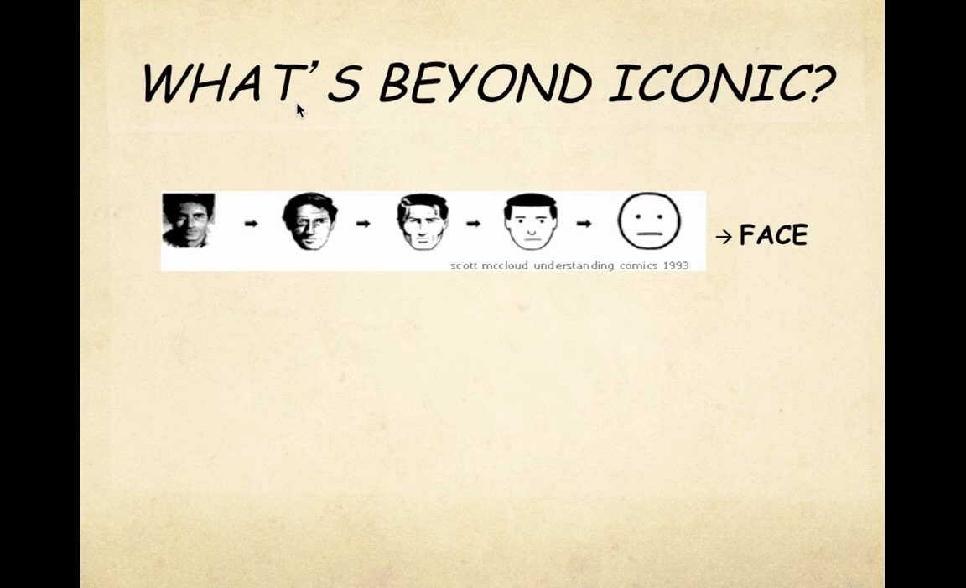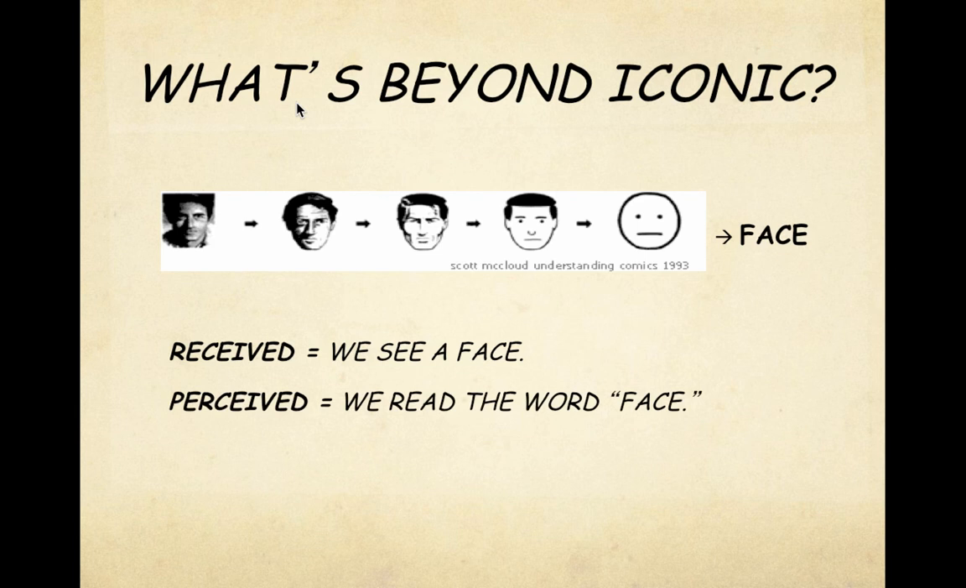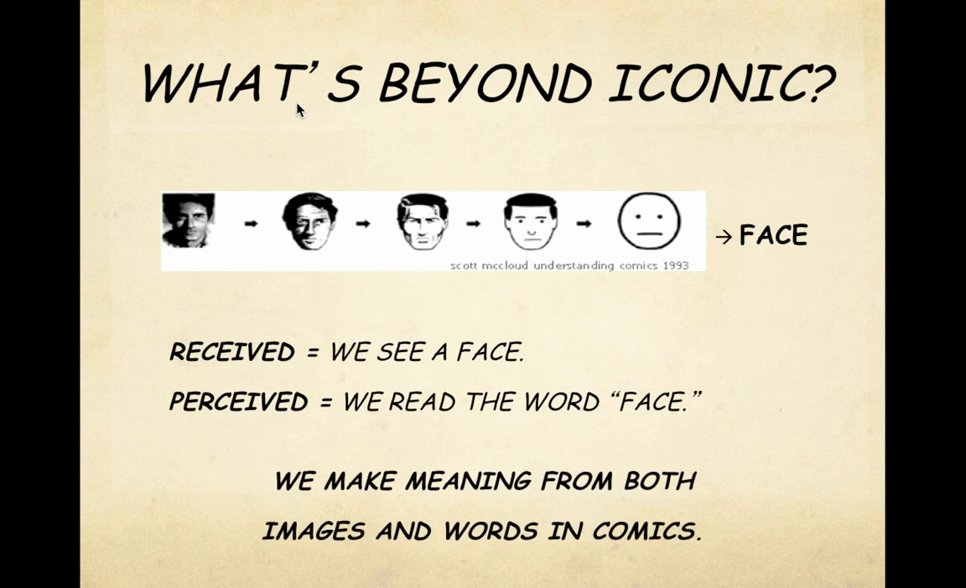So on the left-hand side, again, the received information, we see a face. And then, of course, on the perceived, we see the word face. So there's a barrier, a line here he talks about, okay? But when we deal with comic books, what we're actually dealing with is a coming together of both of these elements, both the received and the perceived.